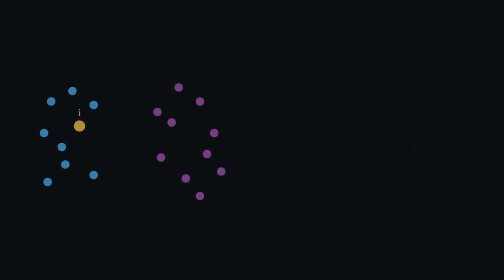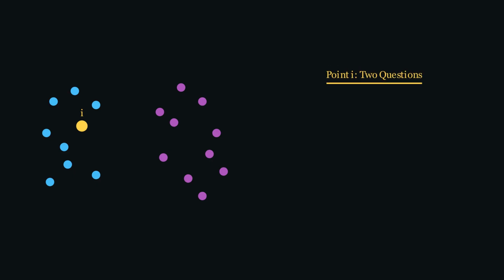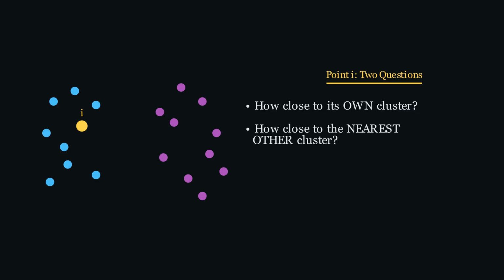Let's look at a simple example, a bunch of points scattered on a flat plane. Suppose a clustering algorithm has already split them into two groups, which we will call cluster A and cluster B. Cluster A is shown in blue and cluster B is shown in purple. Let's pick one particular point in cluster A and call it point I. For point I, the silhouette score asks two questions. How close is point I to the other points in its own cluster, and how close is point I to the points in the nearest different cluster?